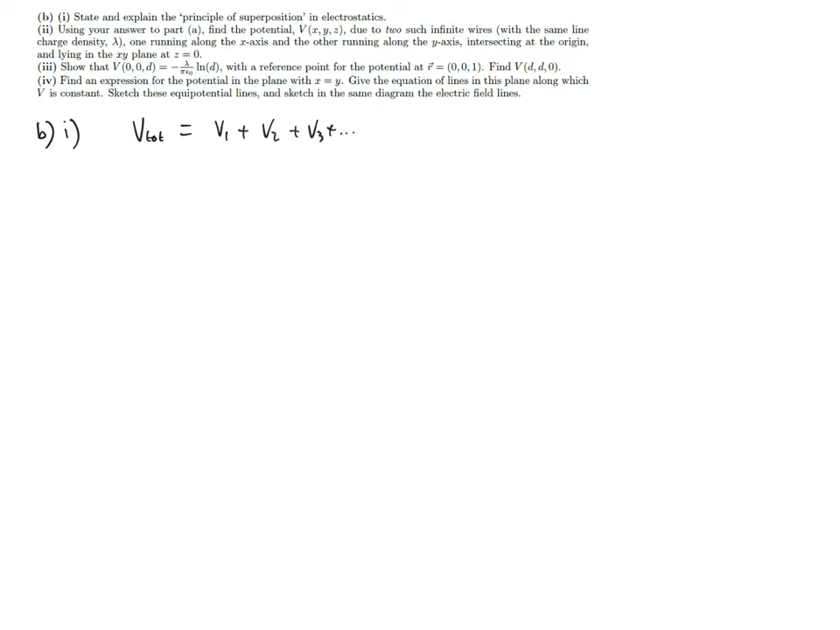V2 would be the potential at that point due to source number 2 in the absence of any other sources, and so on. In particular, those sources could be point charges. In particular, we can break down a continuum charge distribution into its contributions from individual point charges. So with this expression, we can also derive that the total electric field can be thought of as the electric field due to individual contributions from individual sources. And notice that this, of course, is now a vector sum.